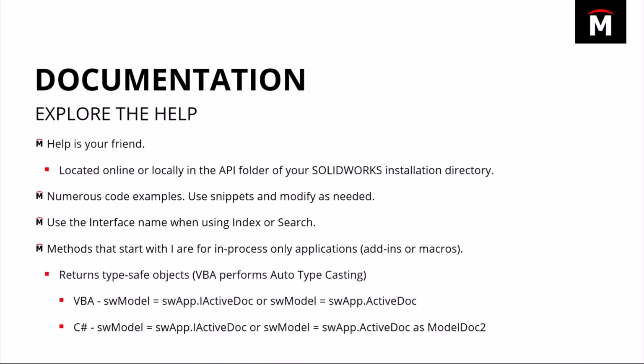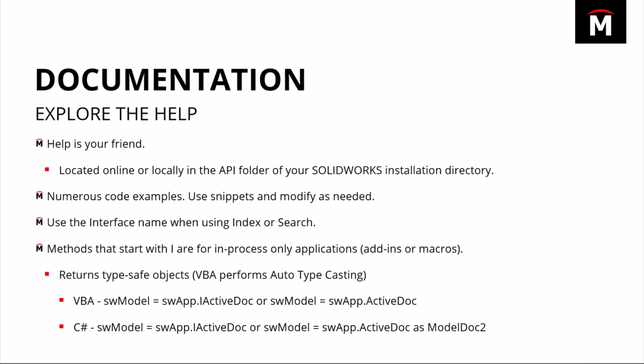An in-process method is going to return type-safe objects. When we're talking about VBA, it really doesn't mean a whole lot because VBA does automatic typecasting. But if you're using a language like C#, it is helpful to understand what those in-process methods return. So we can see with an SW model or an IModelDoc2 interface, if we use the IActiveDoc method, it's going to return a ModelDoc2 type object.